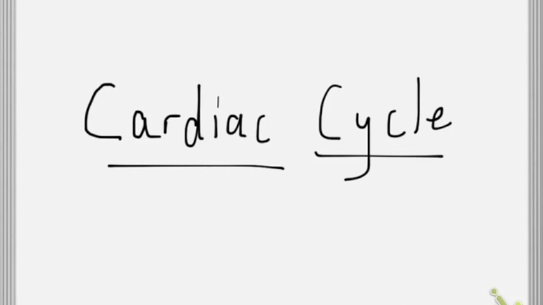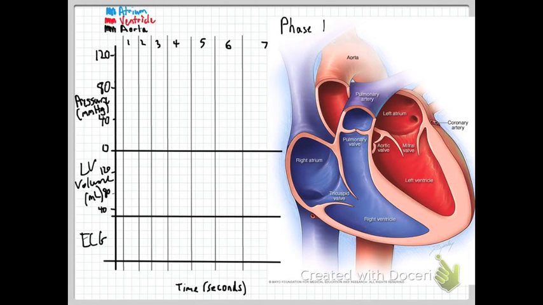In this presentation, we're going to review the steps of the cardiac cycle as well as learn how to construct a Wigger's diagram. We're going to begin with phase 1 of the cardiac cycle. Now note that we're going to be focusing on the left side of the heart, but we'd see similar tracings on the right side. They would just be at lower pressures.